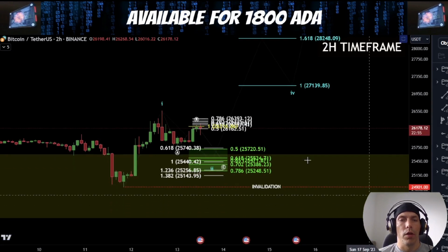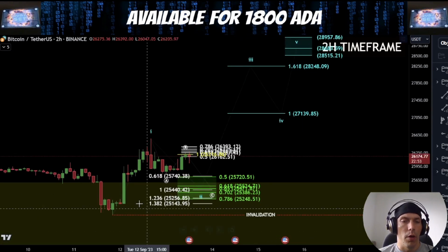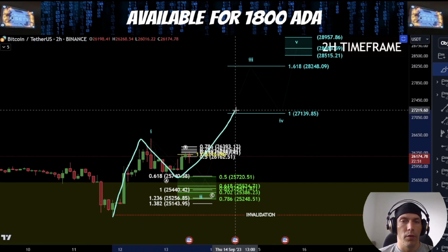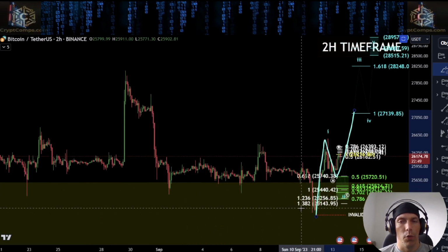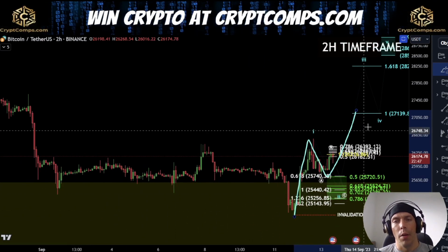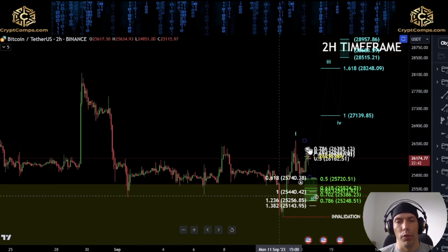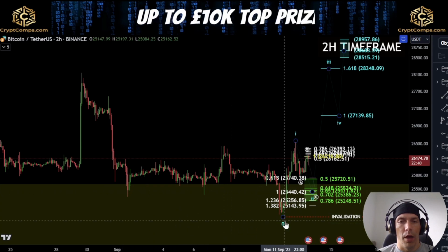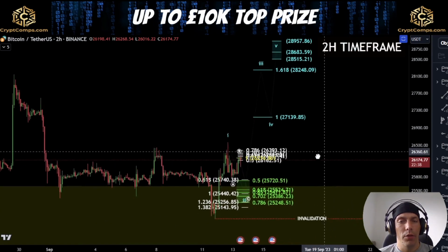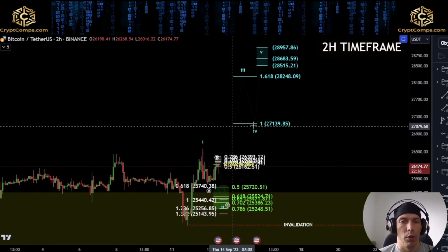Now, within this idea, there's two things I'm looking for. So either this could become A, B, and C, which wouldn't really fit the count from further back here, to be honest with you. But it would be something that is still possible if this move is rather being W, X, and then we're getting a Y wave, for instance. That could be something that we need to be on the lookout for.